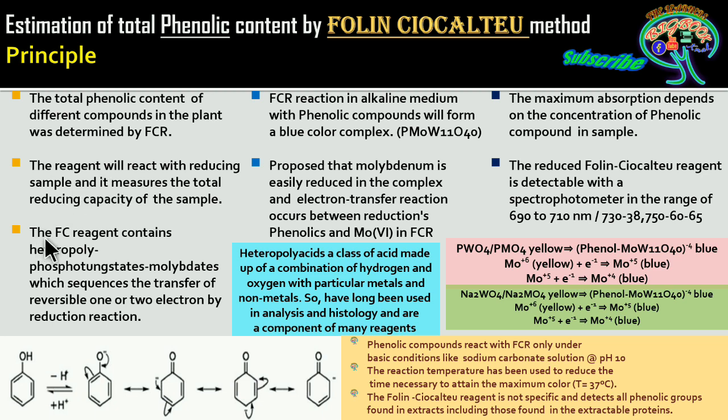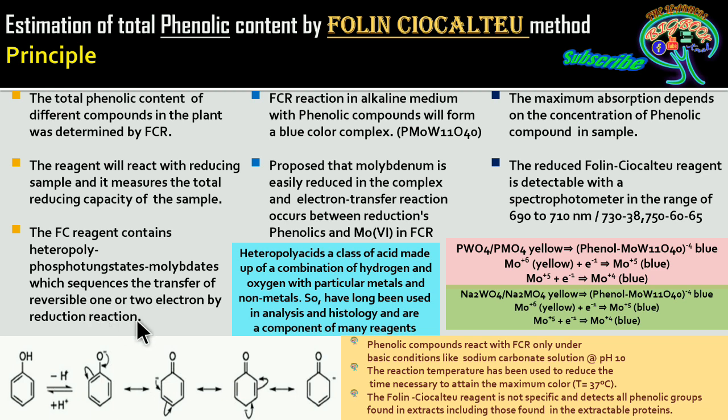Now further, the Folin-Ciocalteu reagent contains heteropoly-phosphotungstate molybdates. So here these heteropoly-phosphotungstate molybdates are the heteropolyacids, which are the class of acids made up of the combination of hydrogen and oxygen with particular metals and non-metals. Because of this combination of hydrogen and oxygen, there will be a sequence to transfer reversible 1 or 2 electrons by reduction reaction.